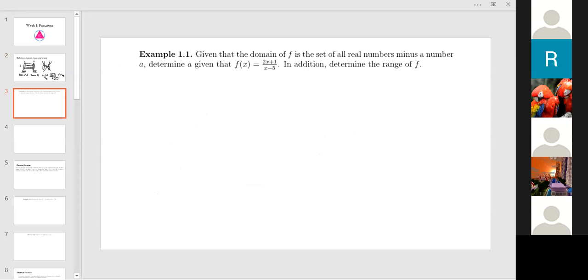So now we have the following example. Given that the domain of f is a set of all real numbers minus a number a, determine a given that f of x is equal to 2x plus 1 over x minus 5. In addition, determine the range of f. So basically we want to find the domain of f. We have f of x equal to 2x plus 1 over x minus 5.